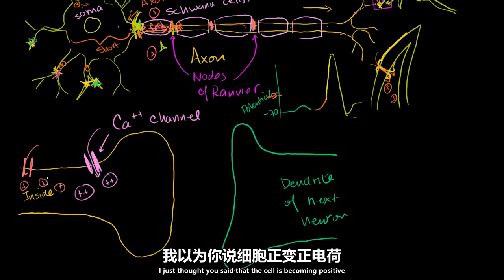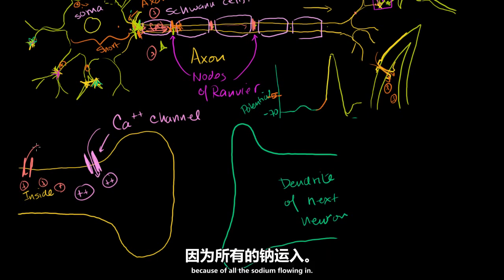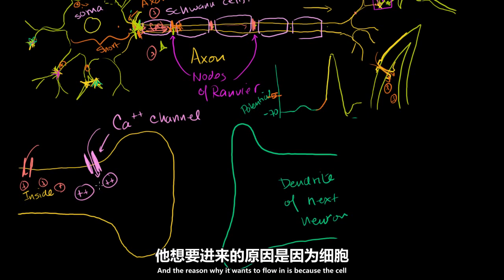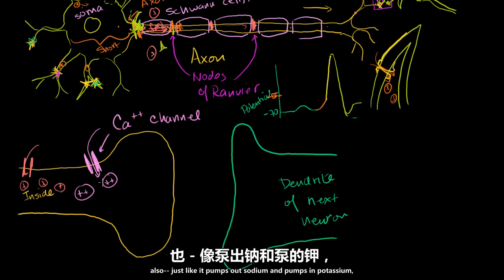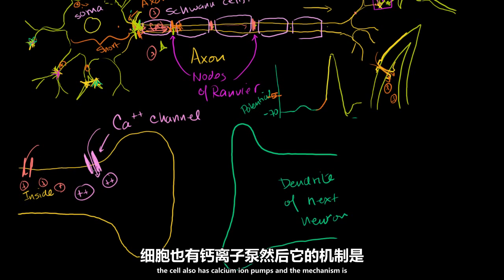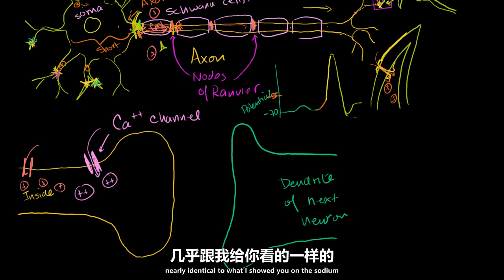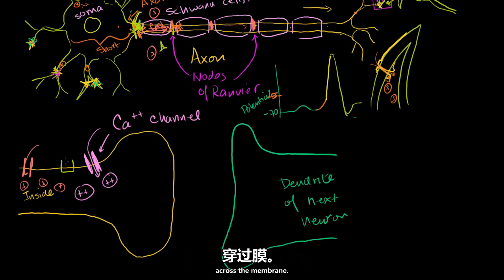I just thought you said that the cell was becoming positive because of all of the sodium flowing in. Why would this calcium want to flow in? And the reason why it wants to flow in is because the cell also, just like it pumps out sodium and pumps in potassium, has calcium ion pumps. And the mechanism is nearly identical to what I showed you on the sodium potassium pump, but it just deals with calcium. So you literally have these proteins that are sitting across the membrane.